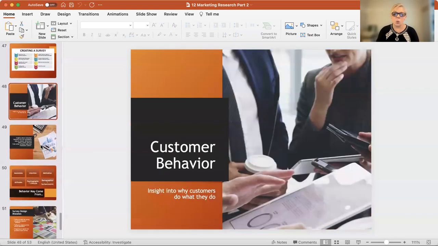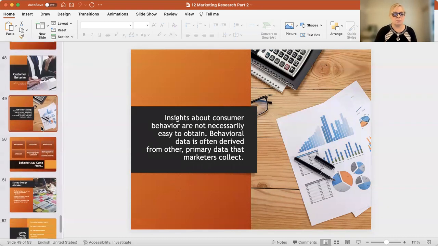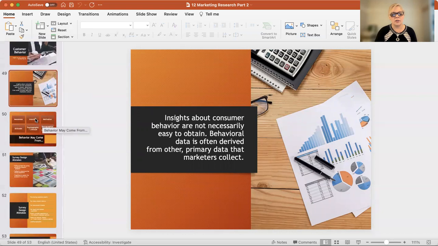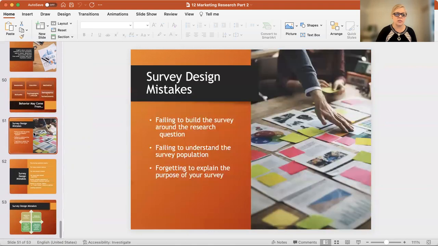So here are all the different things in creating a survey, just kind of a list of things. Customer behavior: why do customers do what they do? Consumer behavior really is not easy to obtain. Consumers act in various ways, and sometimes it's not easy to put into a box and quantify, right? Usually we would need to use primary data in order to derive why a consumer feels or acts a certain way about our brand, product, or service. Behavior can come from awareness, intention, motivation, attitudes, psychographics, demographics, sociographics, all of these different things.